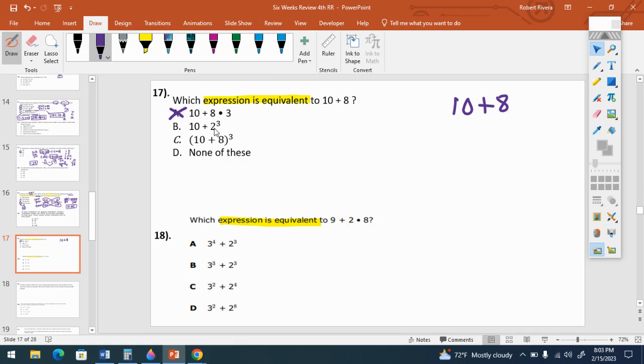Now 10 plus 2 to the third power. I need to check what the heck that means. 10 plus 8. Oh, there is 10 plus 8. But where did I go to the third power here? Nowhere. Now you're probably thinking, well, we never did that. Well, we need to check what that means.